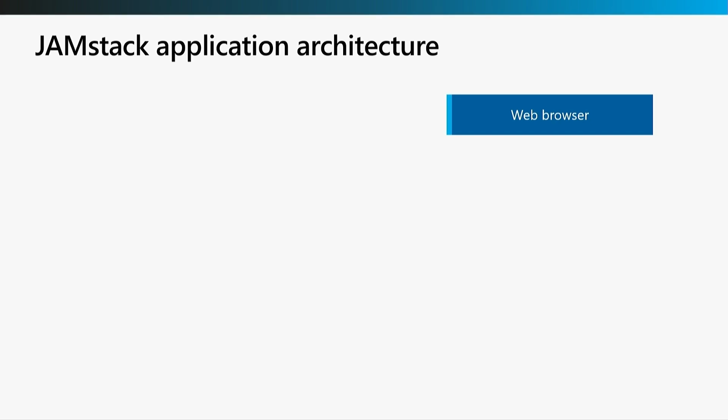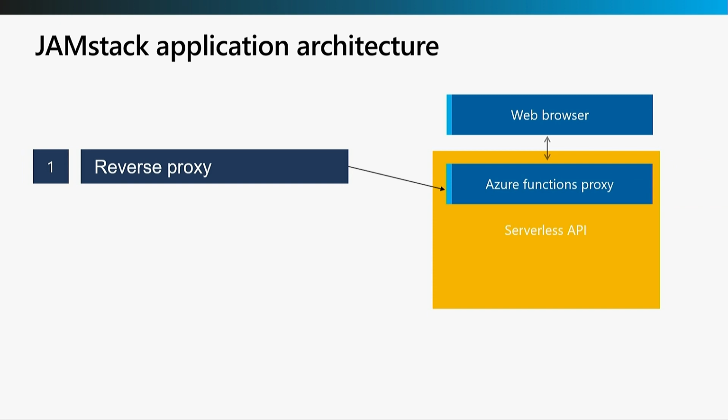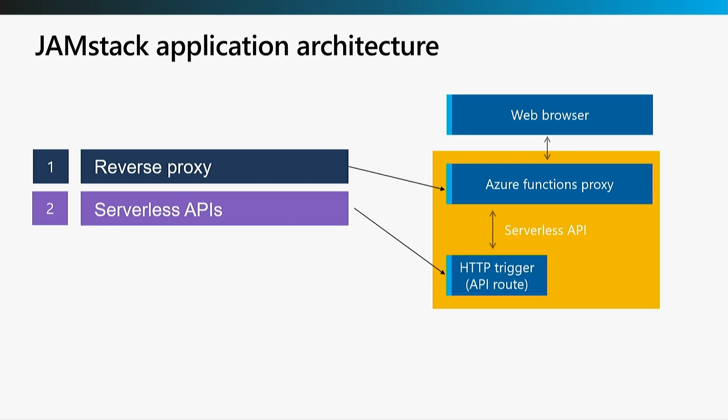So kind of applying this to what we're building with Jamstack, we have our web browser here, and then we might have something like a reverse proxy, which we'll have when we go live to the cloud, so we can get everything going through one specific URL. And we'll use serverless functions to do that. And then, of course, with that, we'll also have our serverless APIs with our functions. We'll use HTTP triggers there to get our list of products.